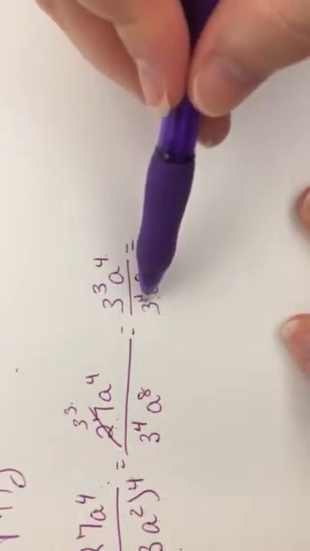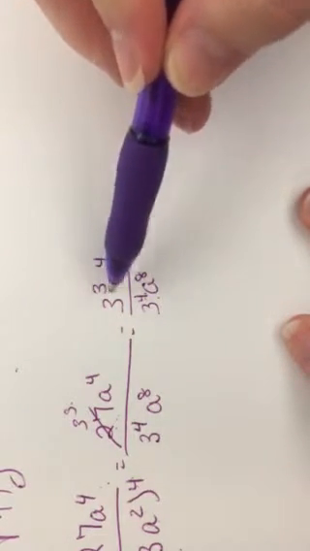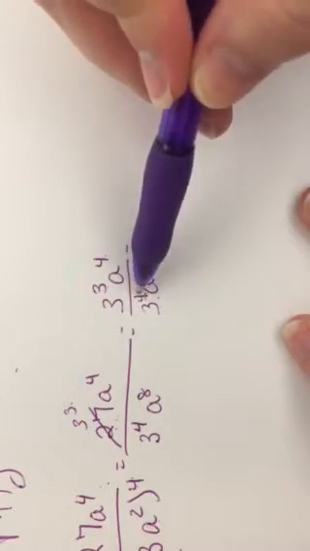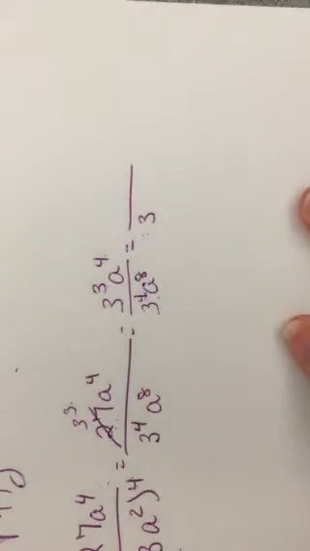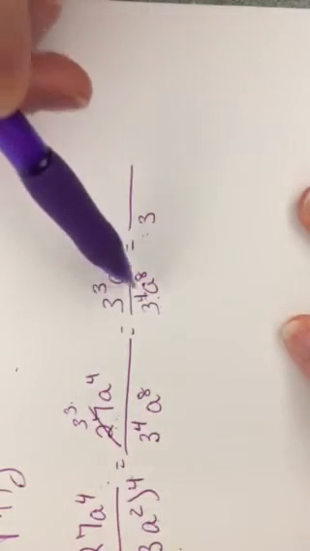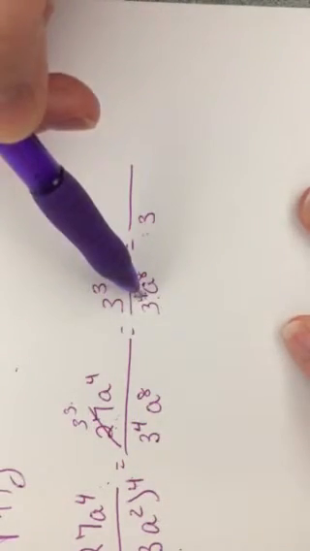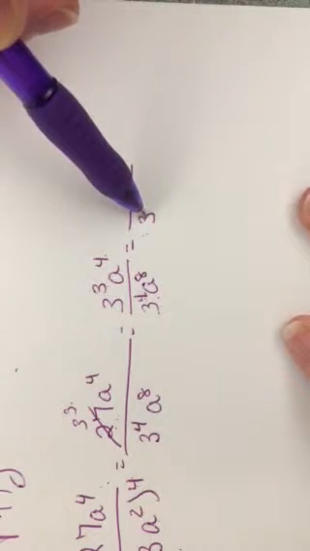So if we have 3 to the 4th minus 3 to the 3rd, well that gives us an extra 3 in the denominator. So that's where your solution needs to go. All right, because 4 minus 3 is 1. Since the bigger number's in the bottom, your solution goes in the bottom.